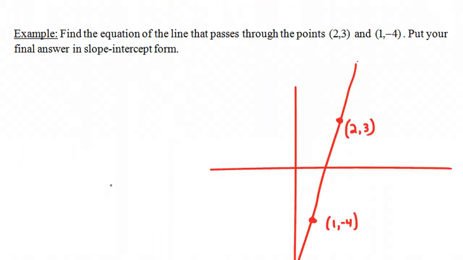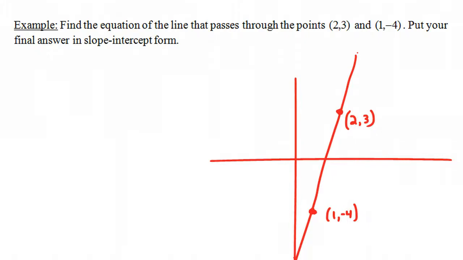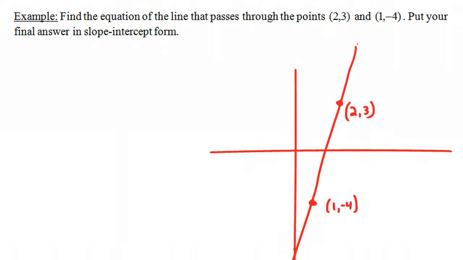Okay, in this example, the question is to find the equation of the line that passes through the points (2, 3) and (1, -4). So I've drawn those 2 points here, and the question is what is the slope of this line? Actually, not just what's the slope of the line, but what is the equation of that line? And then put your final answer in slope-intercept form.